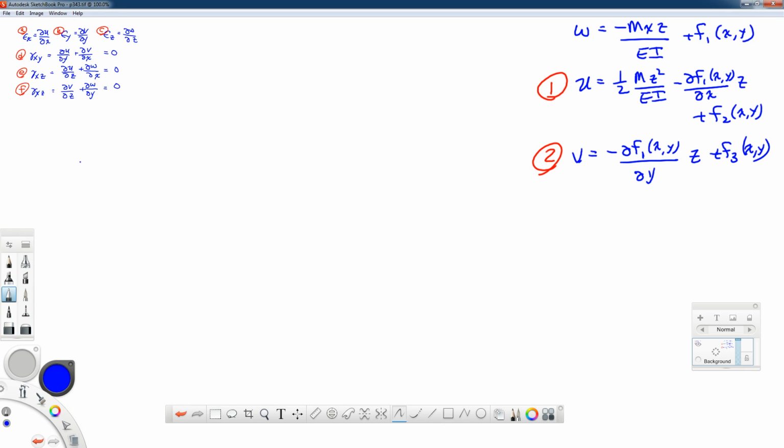Alright, now let's take a look at equation A. Epsilon x is equal to the partial derivative of u with respect to x. Now we have an expression for u, and so when we take the partial derivative of that with respect to x, the first term just goes away because it's not a function at all of x.